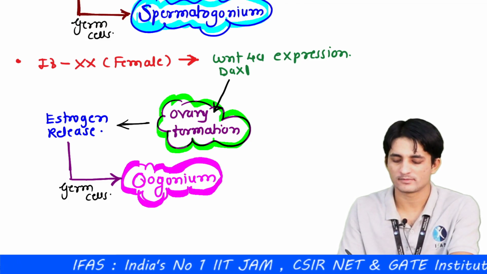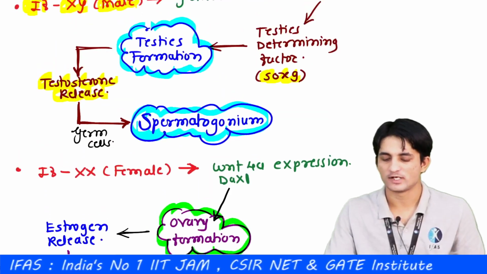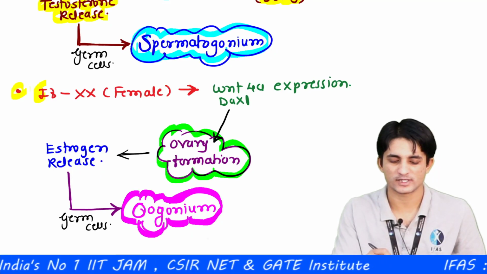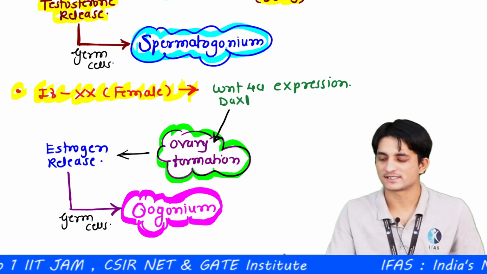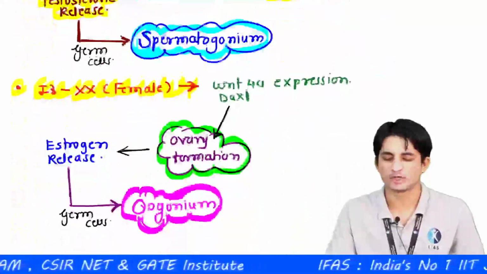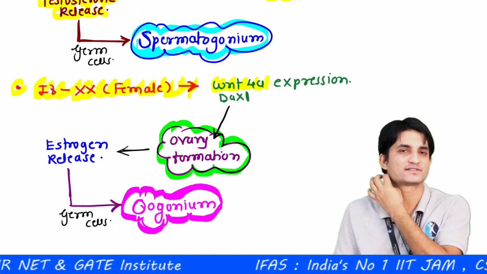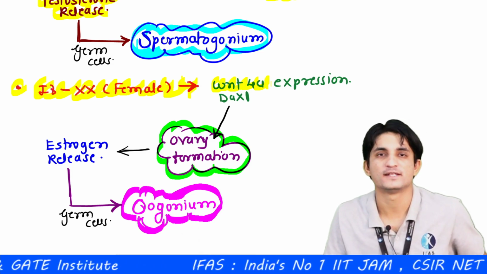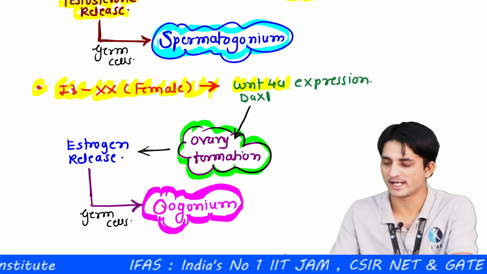So in animals, either spermatogonium is formed or oogonium is formed, and that is decided on the basis of which genes are to be expressed. So that is differential expression of genes. If the Y chromosome is present, then SOX9 is expressed, germ cells convert to spermatogonium, because this is the male, and testis is formed. And if the Y chromosome is not present, XX chromosomes are present, then WNT4A is expressed, DAX1 is expressed, then RSPO1 is expressed, and then there is formation of the female, that is the ovary forms, and then there is the formation of the oogonium. So that is in the male and female.